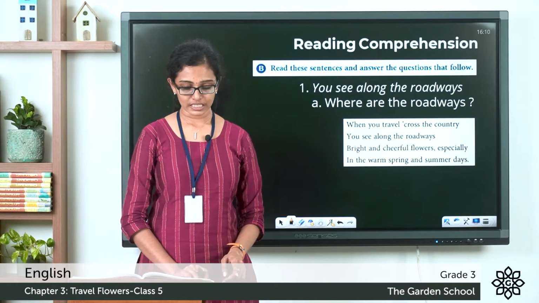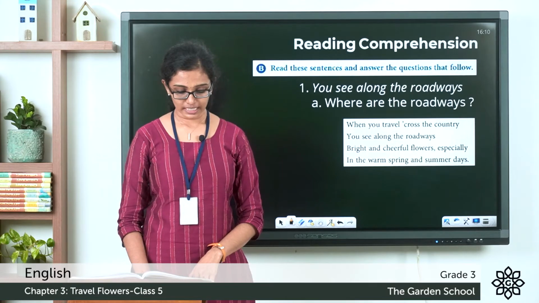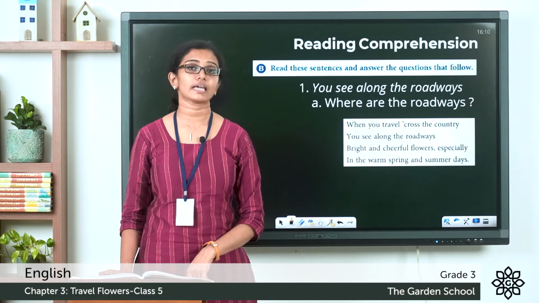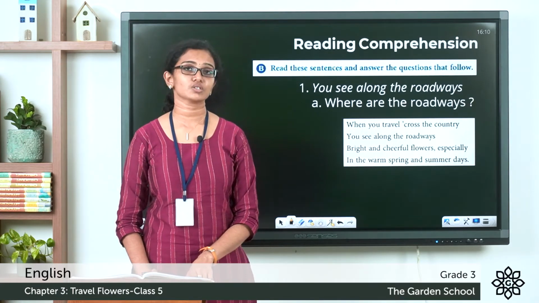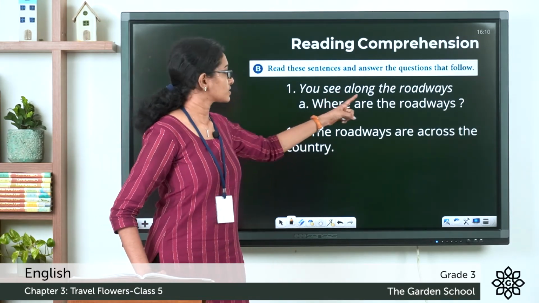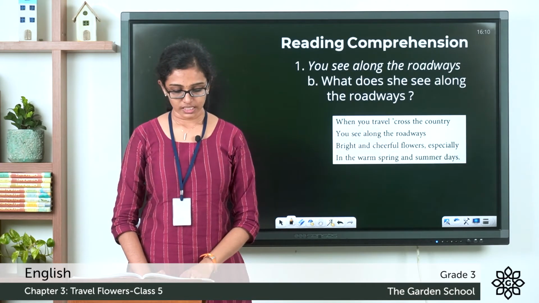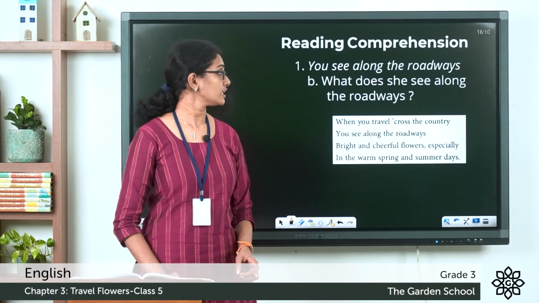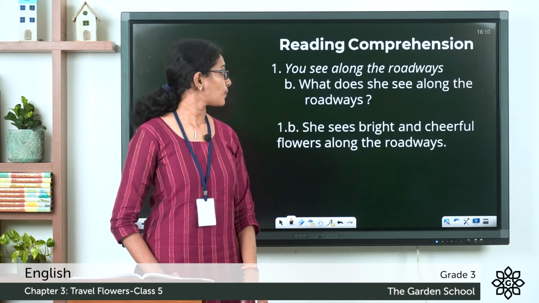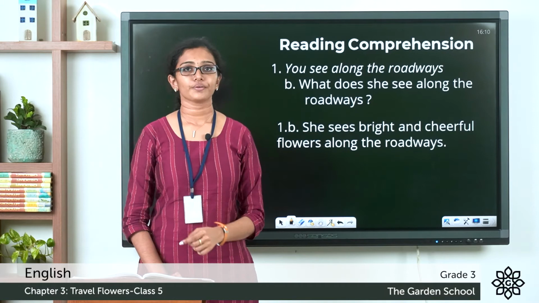So let's see the first stanza of the poem once again. When you travel across the country, you see along the roadways bright and cheerful flowers, especially in the warm spring and summer days. So, what is the answer to the question? Where are the roadways? The roadways are across the country. Clear? Now, what is question B? What does she see along the roadways? What does she see? She sees bright and cheerful flowers. So the poet sees bright and cheerful flowers along the roadways.